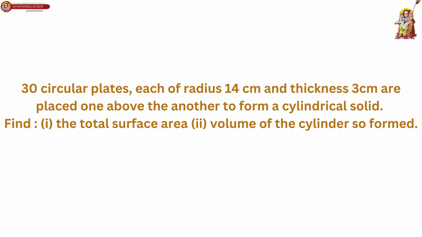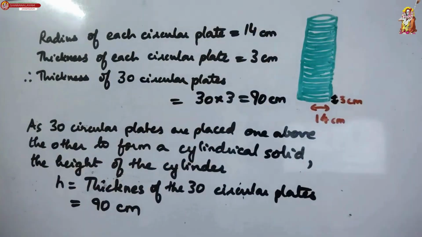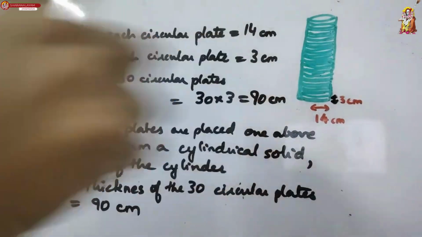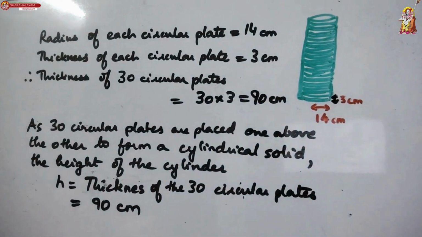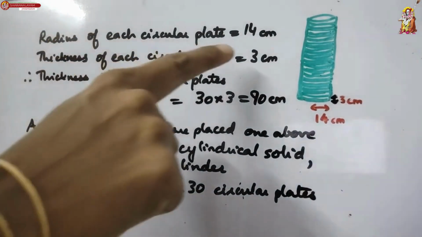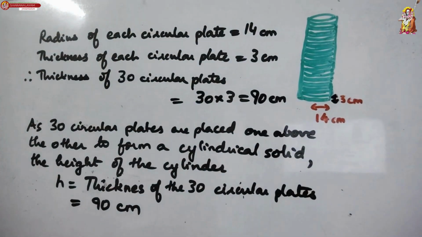30 circular plates, each of radius 14 centimeters and thickness 3 centimeters, are placed one above the other to form a cylindrical solid. Find first the total surface area, second the volume of the cylinder so formed. How do we do that? Now 30 circular plates, each of radius 14 centimeters and thickness 3 centimeters, are placed one above the other to form a cylindrical solid. Now the radius of each circular plate is 14 centimeters and the thickness of each circular plate is 3 centimeters.